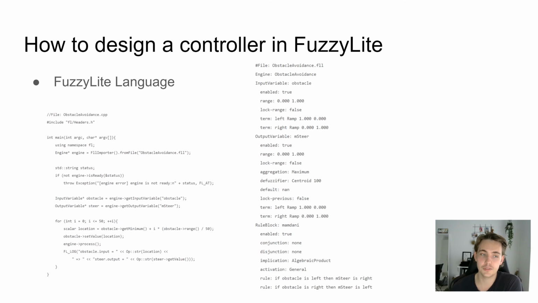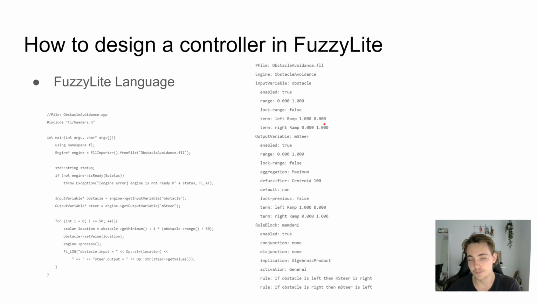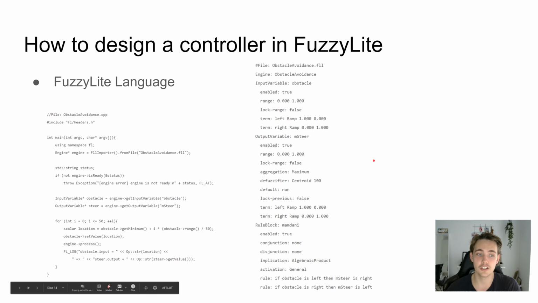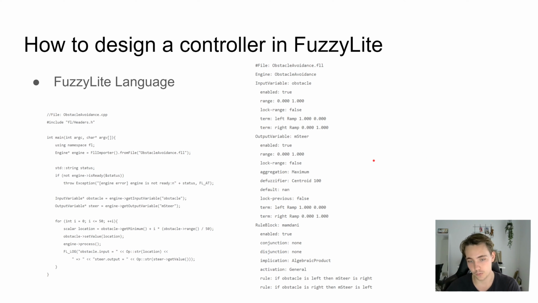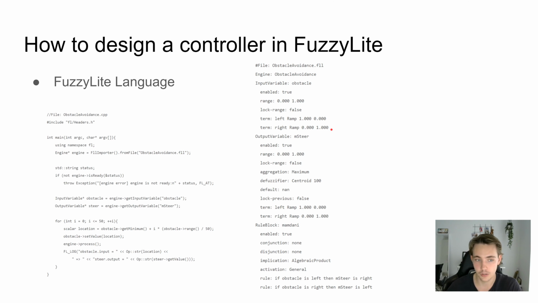So let's look at some examples of how we can design a controller in FuzzyLite. In FuzzyLite there are two options. We can use the FuzzyLite language, which is in a FLL file, where we can just specify some variables, outputs, inputs and ranges. Or we can use C++, where we implement all of these rules that we set up here. It looks kind of the same as this, but it's just in C++, so we don't need a separate file that we need to import.